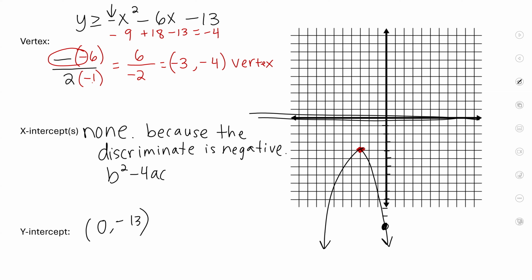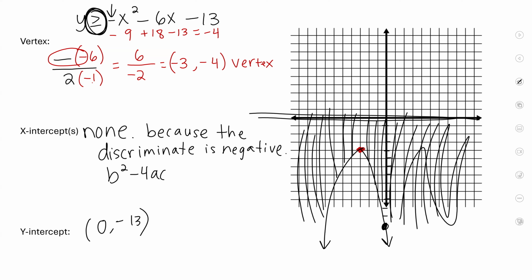And it also says this is the greater than symbol. So you're going to shade up from your line that you just drew. You're going to shade up. Go up from the line. So this is the part that's shaded. All of this that's outside is shaded.